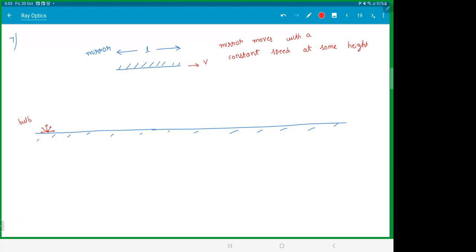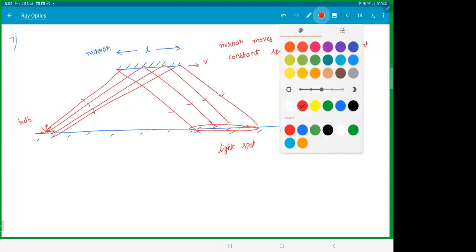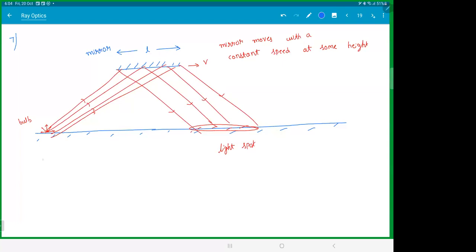Now, what will happen? The light will go and fall on this mirror, and this will go and fall on the ground. Agreed? So we get a light spot. So the question is, find the length of the light spot and the speed of the light spot.